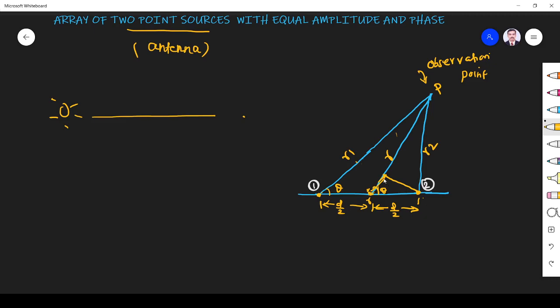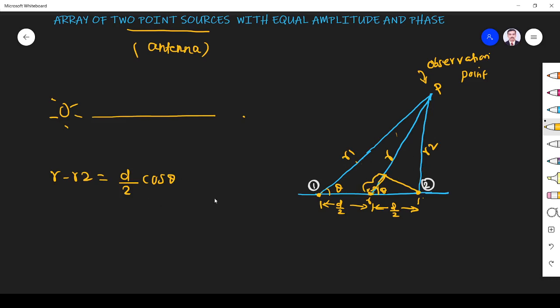Right? So now we see the path difference between R and R2. What is that? This is the difference. Yes or no? This is the difference. We can see the path difference between R and R2 is R minus R2, which is given by d by 2 cos theta. R is this distance, R2 is this distance. So if you subtract R2 from R, you will get this distance.